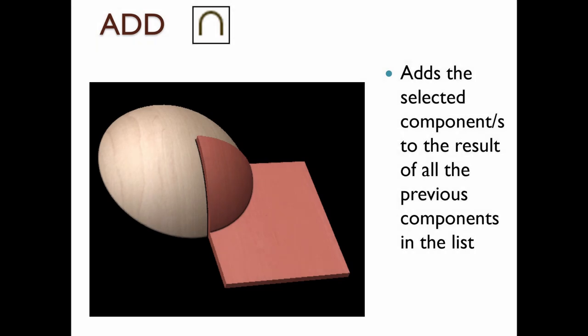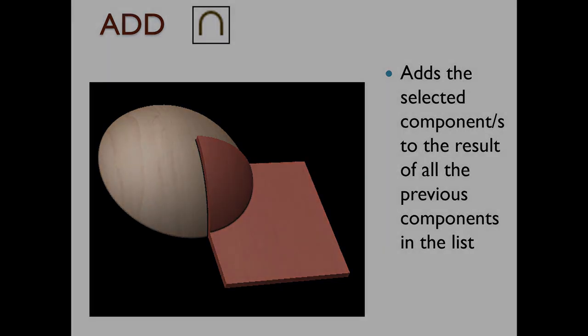The first one is called Add. Its symbol is an upside down U. You can see in the picture how the rectangle has been added to the dome where it overlaps. The dome is our first component in our component tree, and the rectangle or square is the second one. And as the sentence says, the square has been added to the dome by whatever thickness that square is.